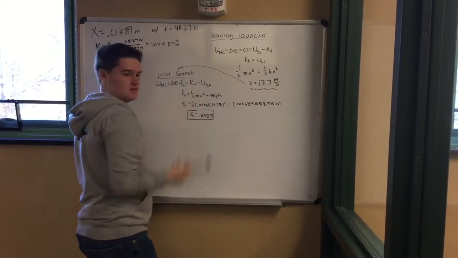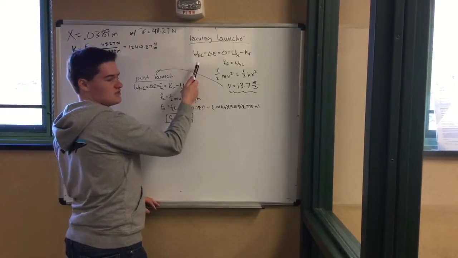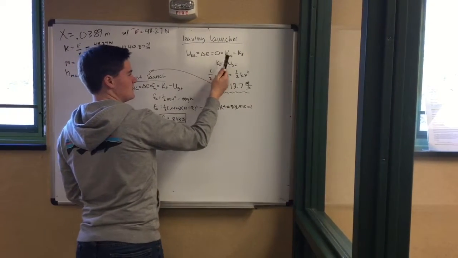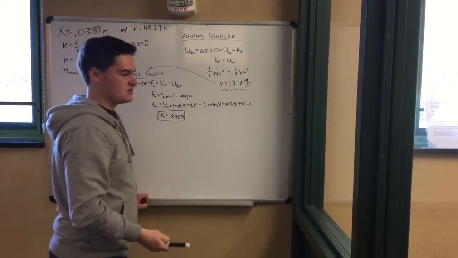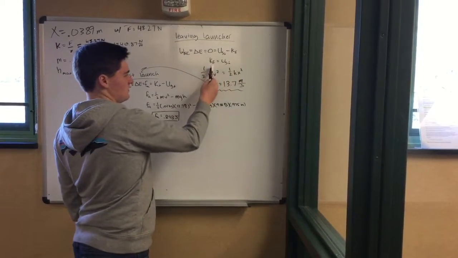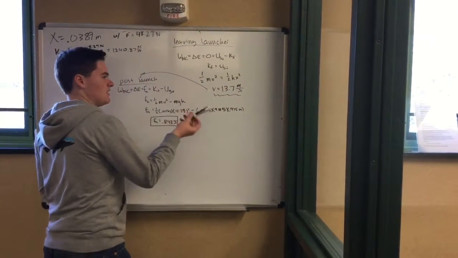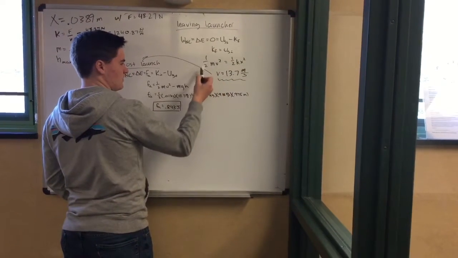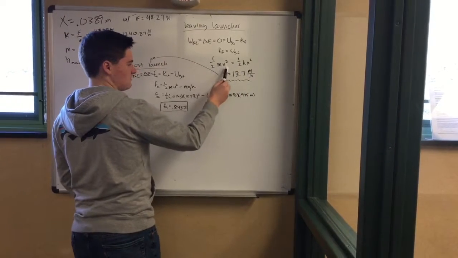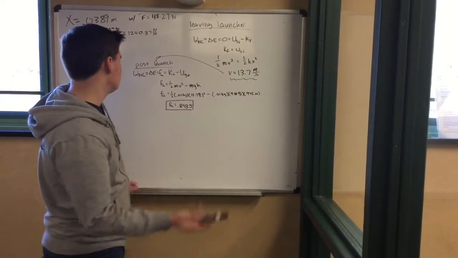So we go over here to our values of just leaving the launcher. We have the work done by non-conservative forces equals our change in energy, which is 0, which is going to be our initial potential energy due to the spring minus our final kinetic energy. So we can say that our kinetic energy equals our initial potential spring energy, and we can plug in from that 1/2 mv squared equals 1/2 kx squared. We have all values for all of these except for v, so when we solve for v we get v equals 13.7 meters per second.